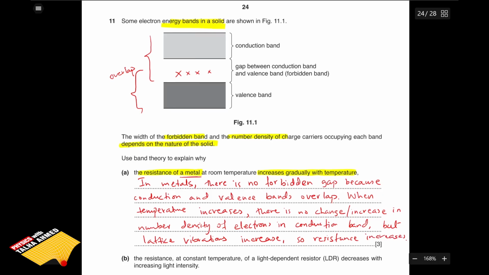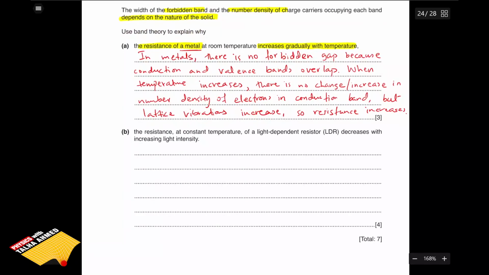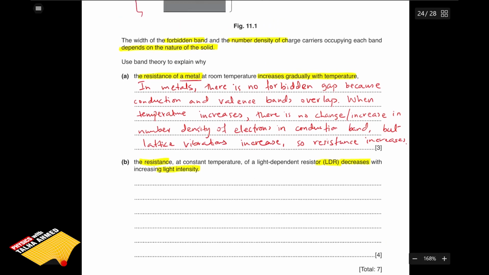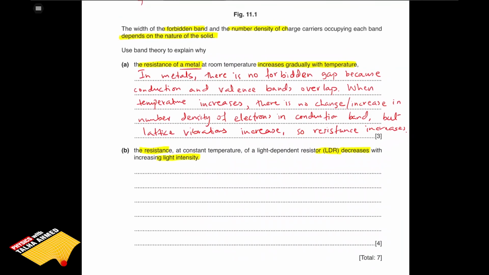So in part B, we have not a metal, but this time we have a light dependent resistor, an LDR. And these LDRs basically behave in such a way that when you shine light on them, when light intensity increases on them, their resistance decreases. So that's what they're asking. Using the band theory, explain why does that happen.